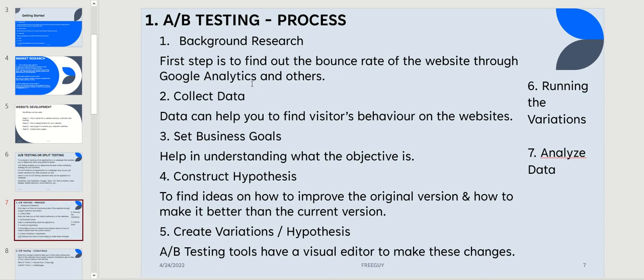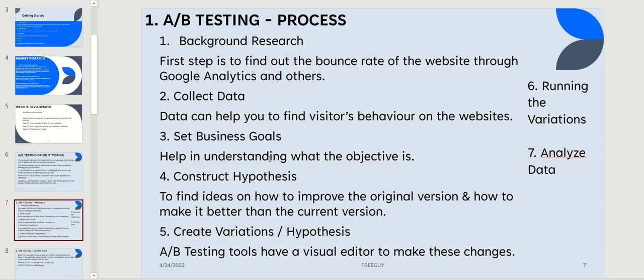Yes, the split testing process. Background research. The first step is to find out the bounce rate of the website. This can be done with the help of several widely available background research tools like Google Analytics and others. And collect data. The data collected from Google Analytics can help you to find visitor behaviors on the website and set the business goals. This is important. It helps in understanding what the objective is. Once that is done, you can find the metrics that determine whether or not a new version is more successful than its original version.